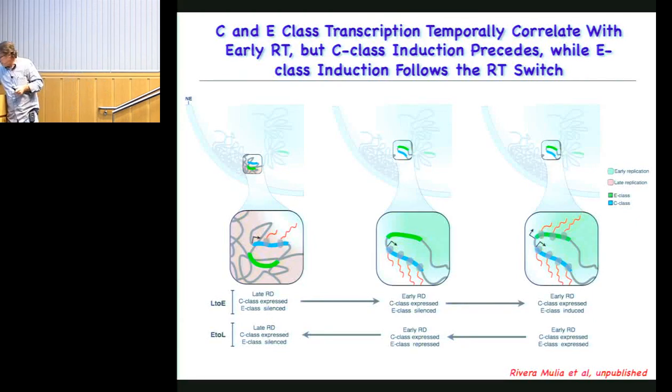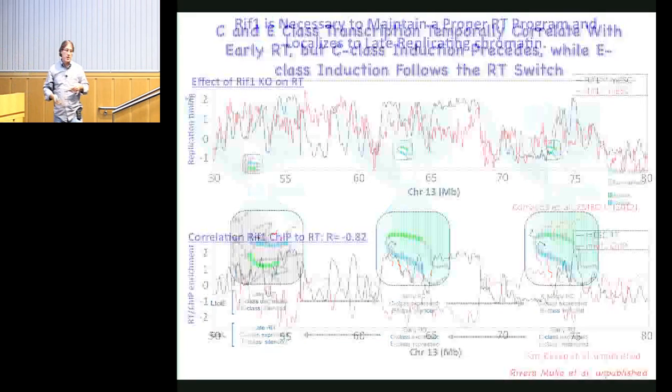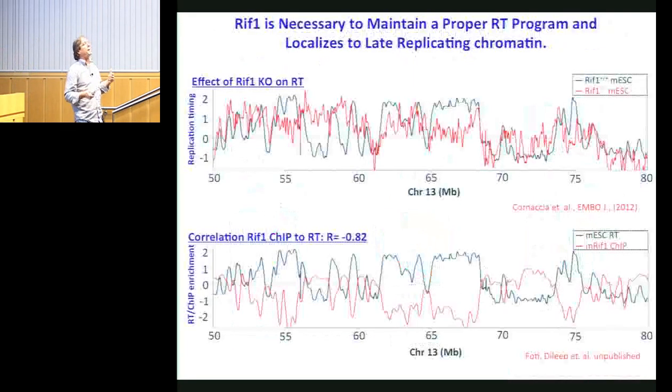Okay. So, moving on to another long-standing question: why has it been so difficult to identify trans-acting factors that regulate replication timing? The short answer to this is that we find it's an incredibly robust property of chromatin.